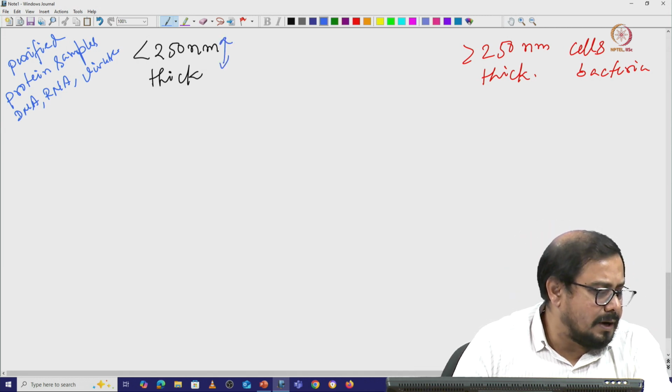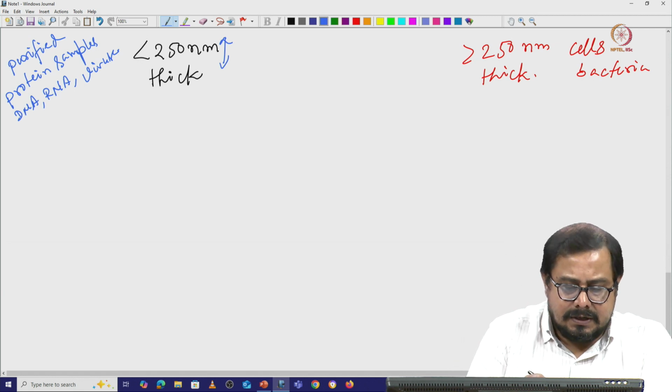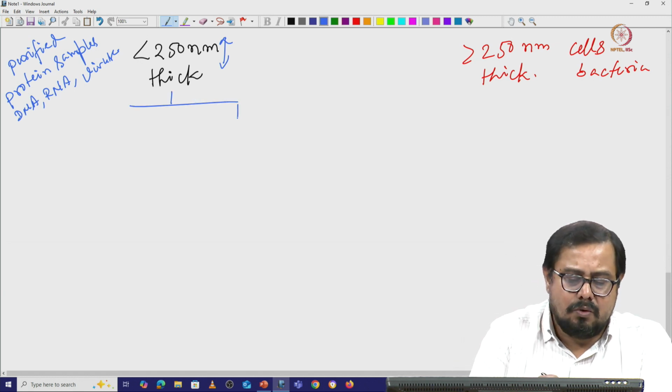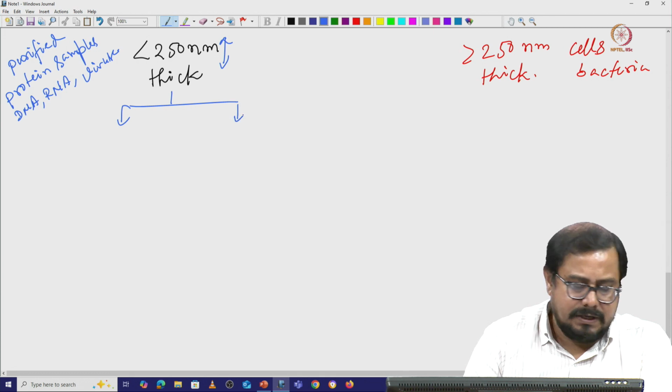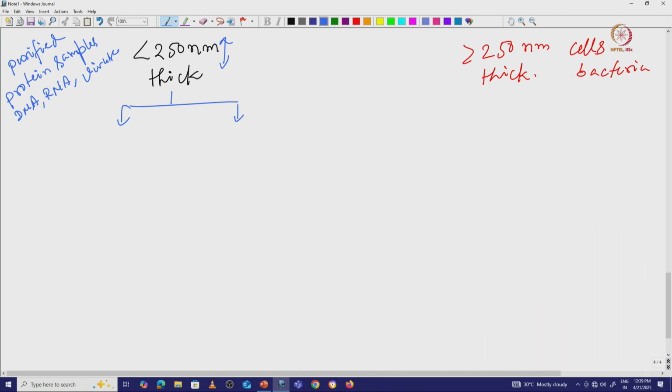So, in this particular case, thickness should be less. Now, this one we can split into two halves. One is, as we have discussed multiple times, negative staining, and the other one is plunge freezing, so this one we can consider as plunge freezing.